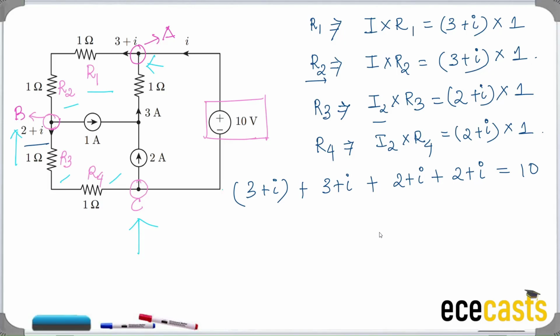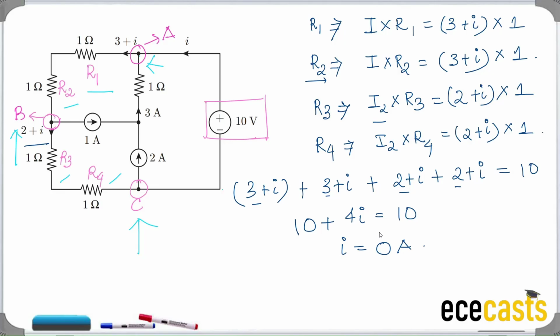We simplify the equation, we get 6 plus 4, 10. So 10 plus 4I equal to 10. So I is equal to 0 amperes. So we get the value of I as 0 amperes.